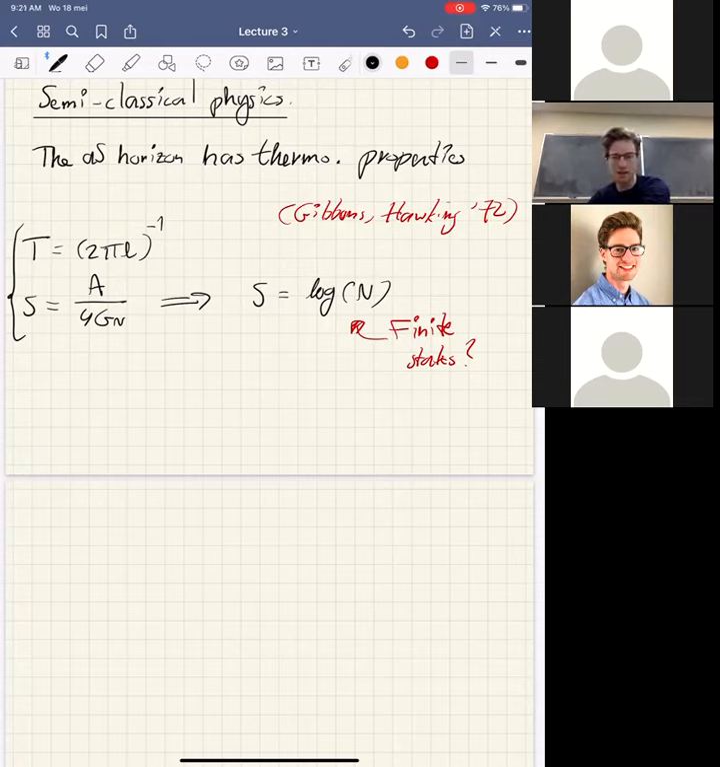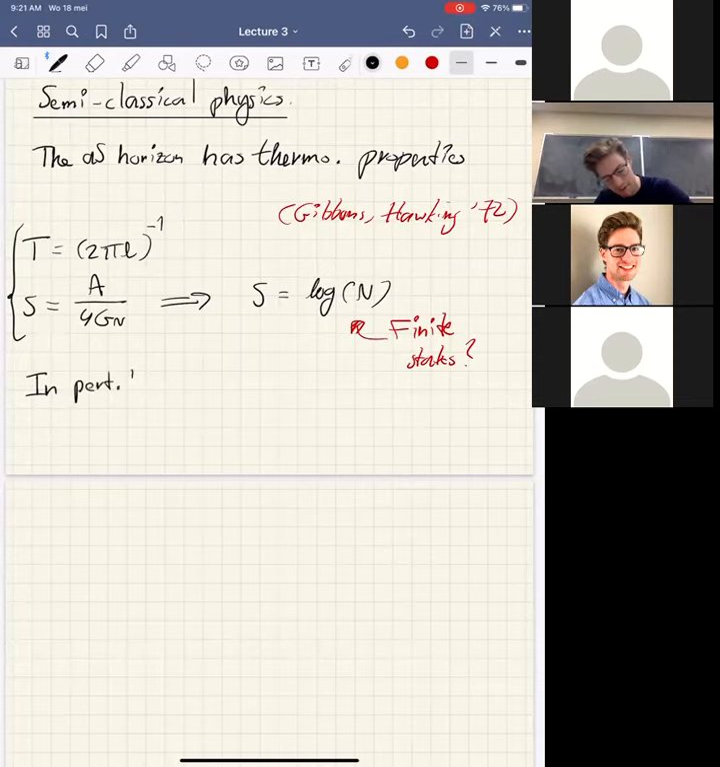So what happens in perturbation theory, when we're just discussing field theory on the de Sitter background, is that there doesn't seem to be a finite number of states. I can just activate raising operators or something to create new states. So in perturbation theory, what happens?